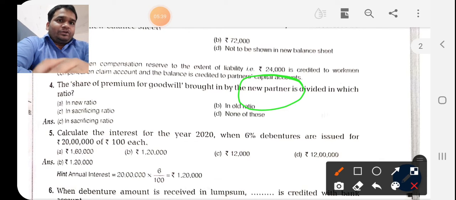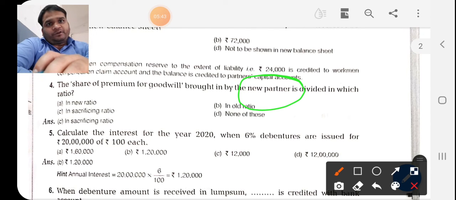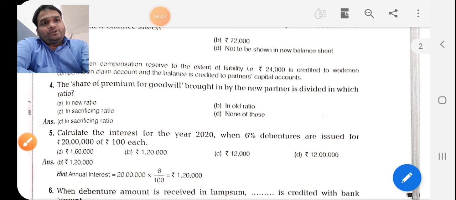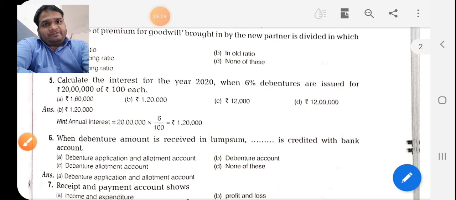Because the old partners have sacrificed their share of profit in favor of the new partner. The new partner will bring goodwill which will be given to the old partners for the sacrifice made by them. So in this case, it will be given in the sacrificing ratio. I hope this answer is clear to you. Now let us see our next question.